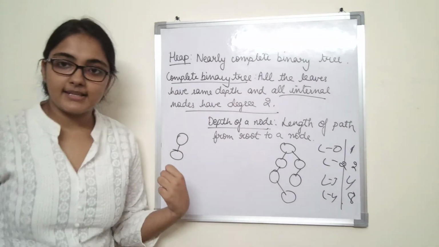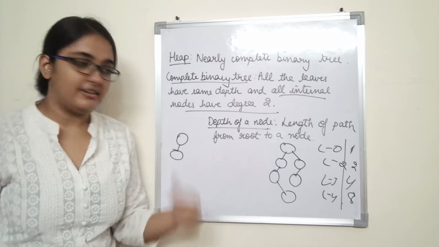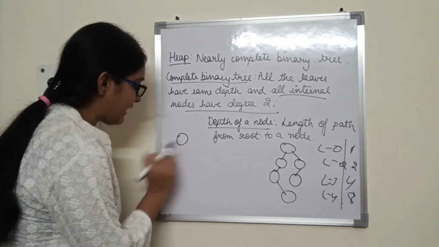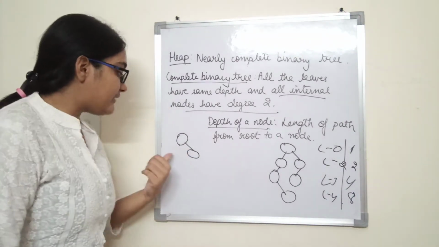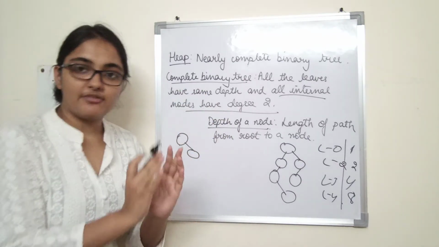Let's say this. Is this a nearly complete binary tree? Yes. If we have to fill just 2 nodes, we have to fill level wise. If I would have done this, then it is not a nearly complete binary tree. Why? Because I have to fill from left to right. We have to fill level wise and we have to fill left to right.